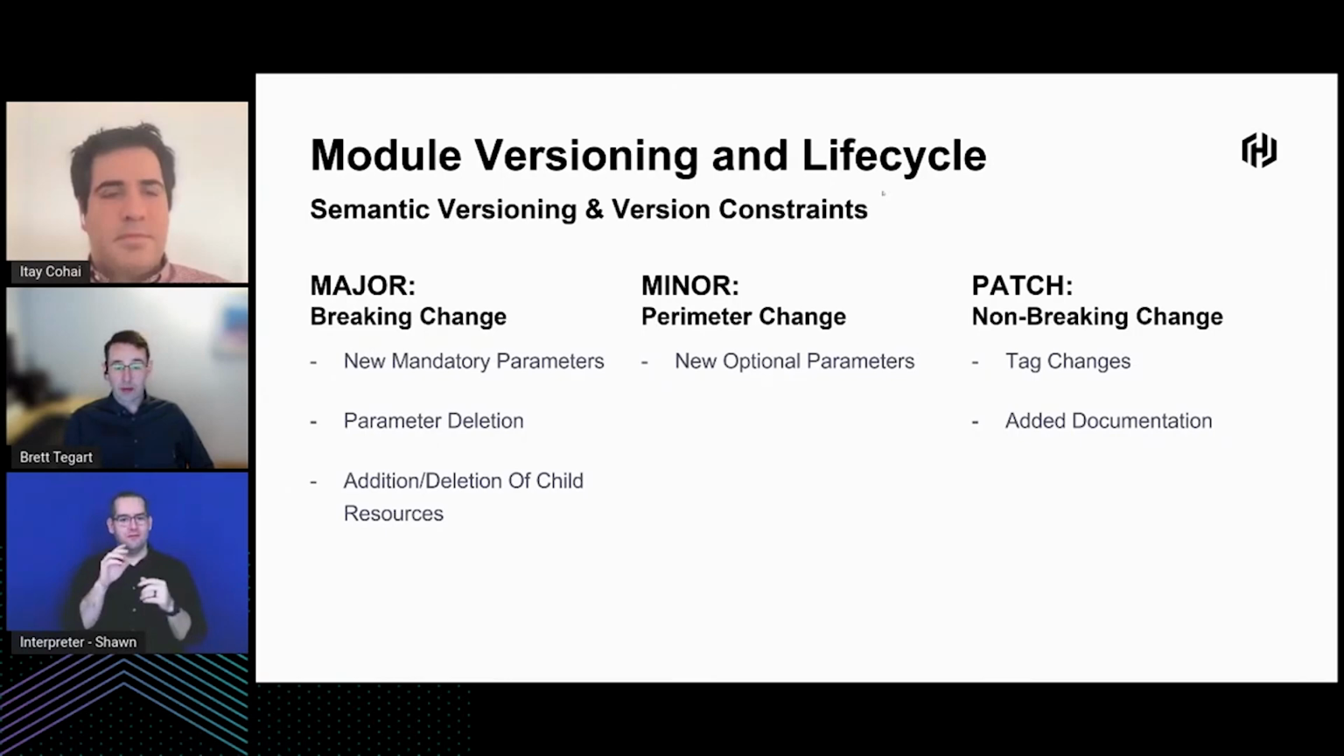Minor changes are things like parameter changes. If it changes the way that you can use it or adding new features from the module registry, from the built-in Terraform module resource, that's a parameter change. It results in a change to the environment. Even if it's optional, it needs to be reviewed. And finally, patch changes are just documentation, making changes to tagging for billing purposes or whatever else.